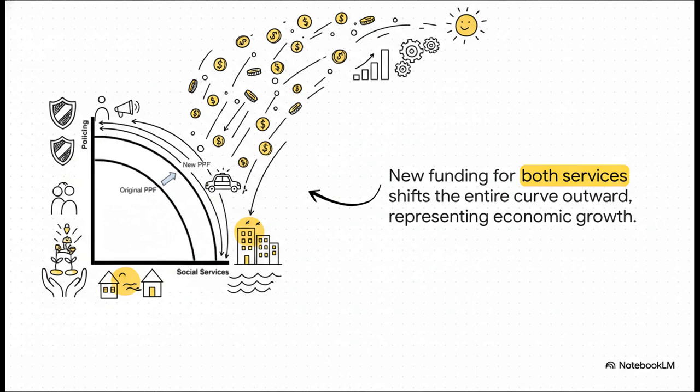So what happens if some good news comes along, like the city gets a big grant from the federal government? Well, now you have more resources for both services, and when that happens, boom, the entire curve shifts outward. This is what economic growth looks like. Suddenly, combinations that used to be impossible are now totally on the table.